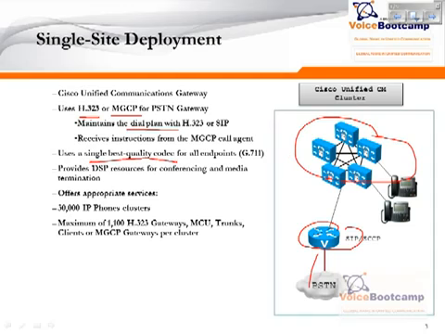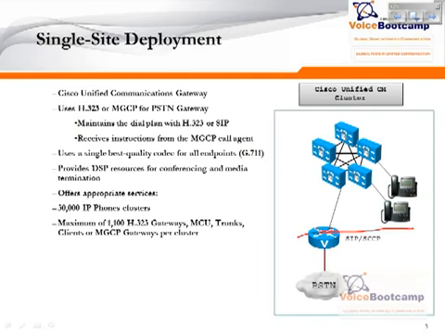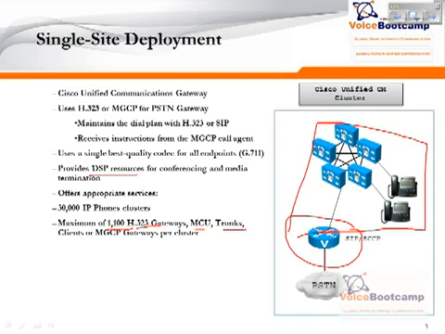Now a single best-quality codec can be used, such as G711. You can use one codec because it's just one particular location. There's no WAN involved. Everything is local area network, so G711 will provide you the best codec. Another advantage is that DSP resources are located in the same location, so they can be centralized. In this type of environment, the maximum number of IP phones you can have in a Call Manager environment is 30,000, and the maximum number of gateways in this single site office that can be registered is 1,100, a combination of H323 gateway, MCU, trunk, clients, and MGCP gateway per cluster.